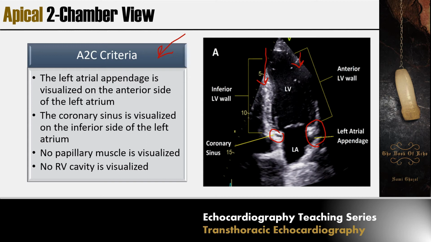Also, you should not see any papillary muscle, nothing here and nothing there. Why? Because papillary muscle does not lie in the anterior wall, it's anterolateral and inferomedial, so it's not anterior and inferior. And you should not see any RV cavity. So if you see RV motion here, this will be the septum, because you have LV and on the other side is the RV, so this is the septum. It's not the inferior wall anymore.